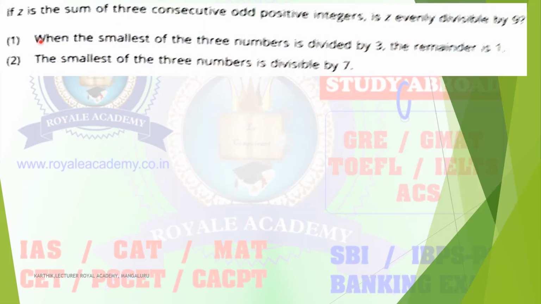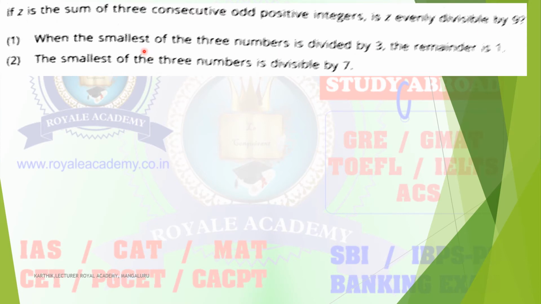Next question. If Z is the sum of three consecutive odd positive integers, is Z evenly divisible by 9? This is a yes or no type of question. Z is a sum of three consecutive odd positive integers. Is Z evenly divisible by 9?